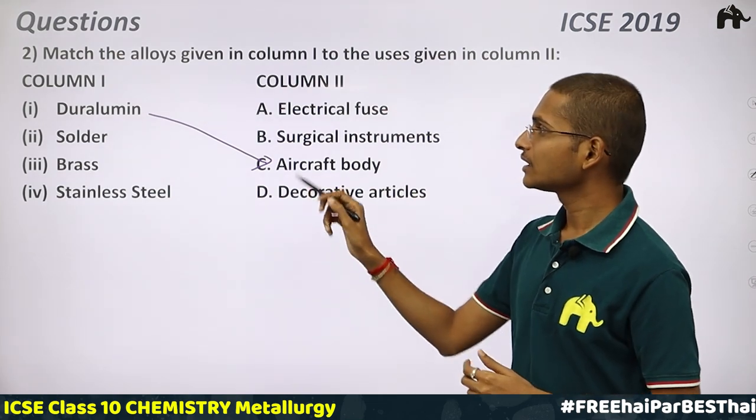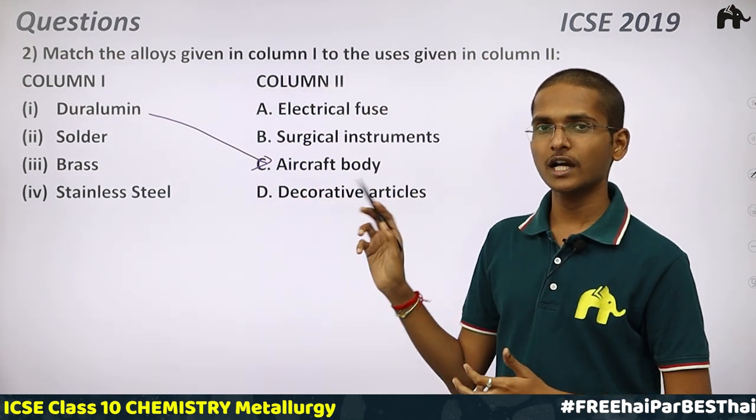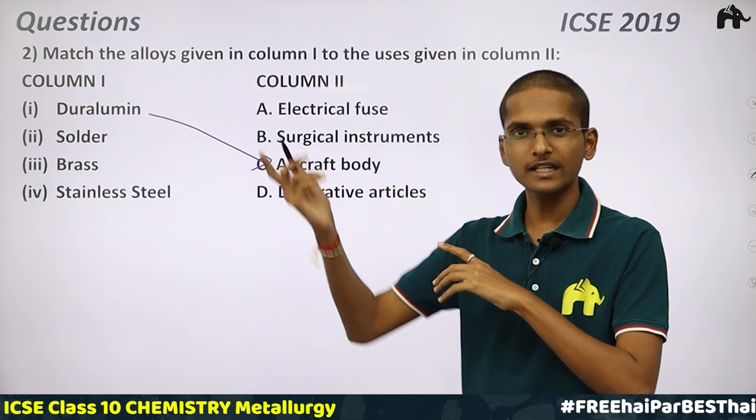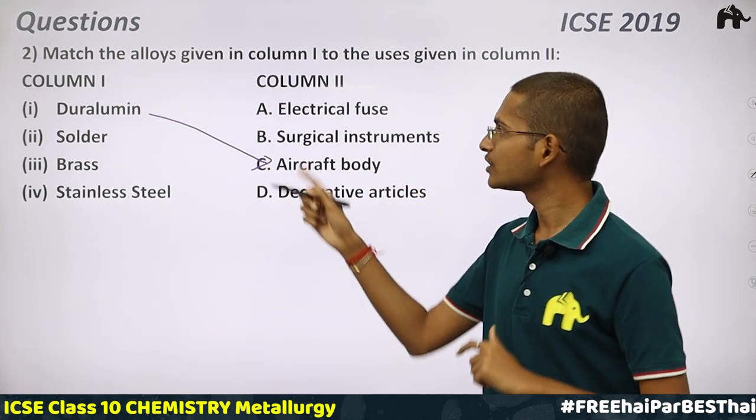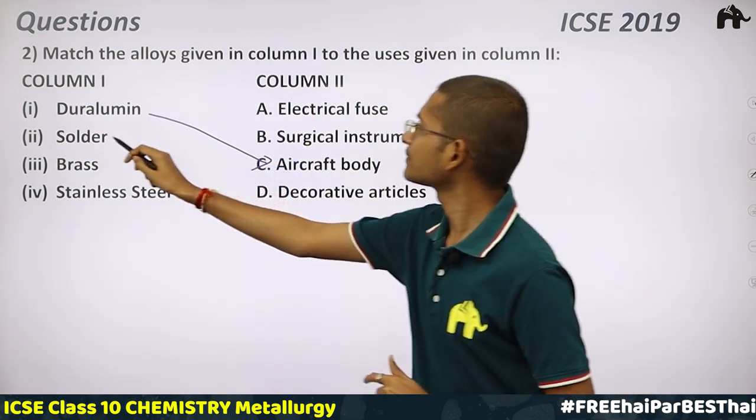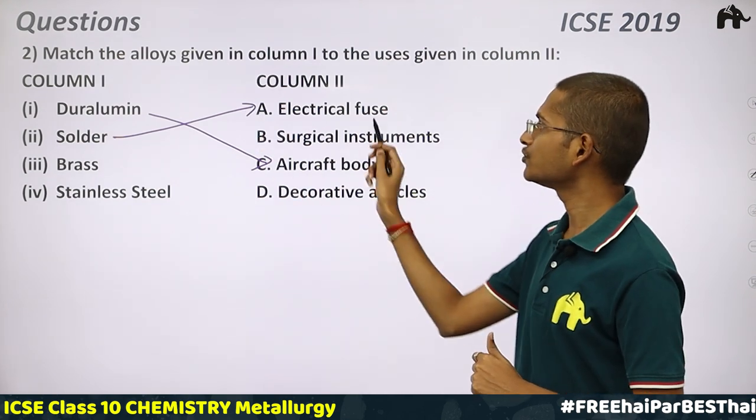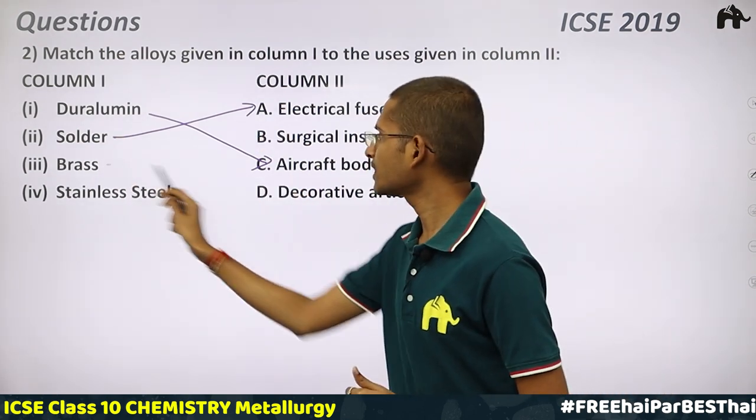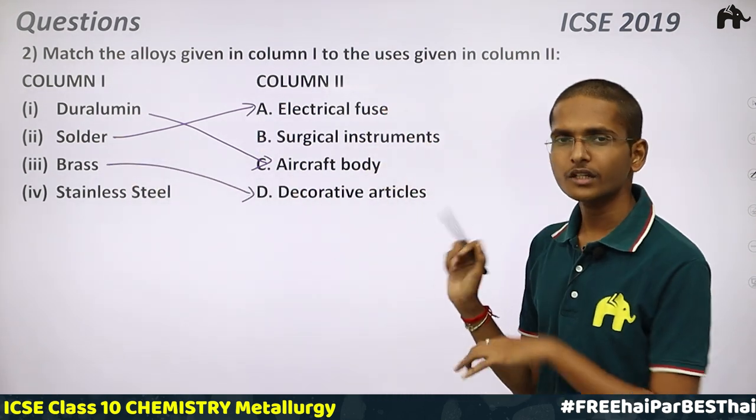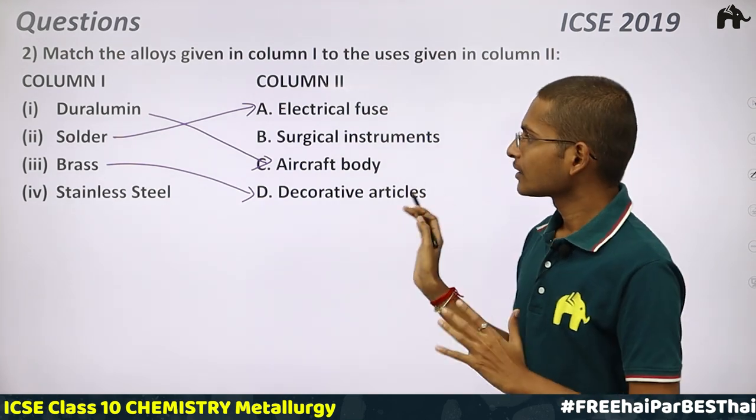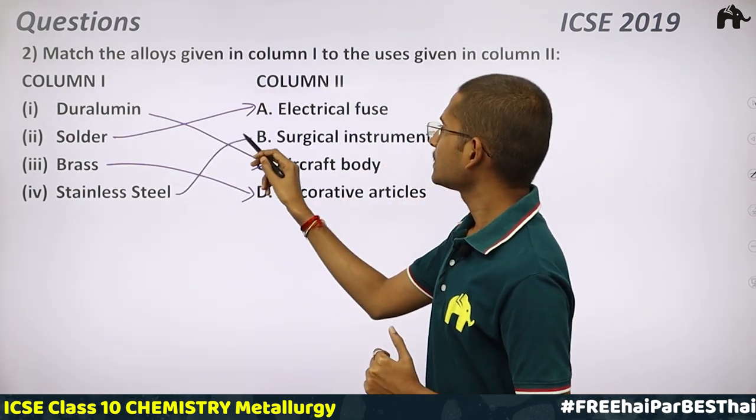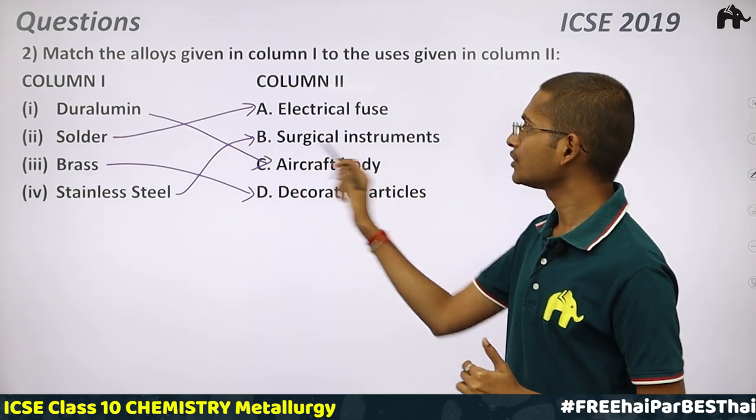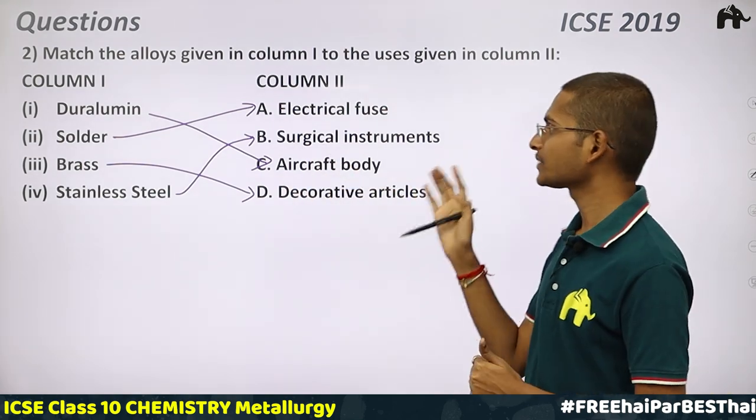Okay, solder's other name is fuse metal. So I have told you how to remember: solder means soldering, fuse metal means electrical fuse. So out of this, electrical fuse here. Solder, electrical fuse. Then brass, decorative articles. Right, it is used, we have just now studied. And then stainless steel, what is remaining is surgical instrument. And yes, we know stainless steel is used for making surgical instruments. I have told you. Clear?